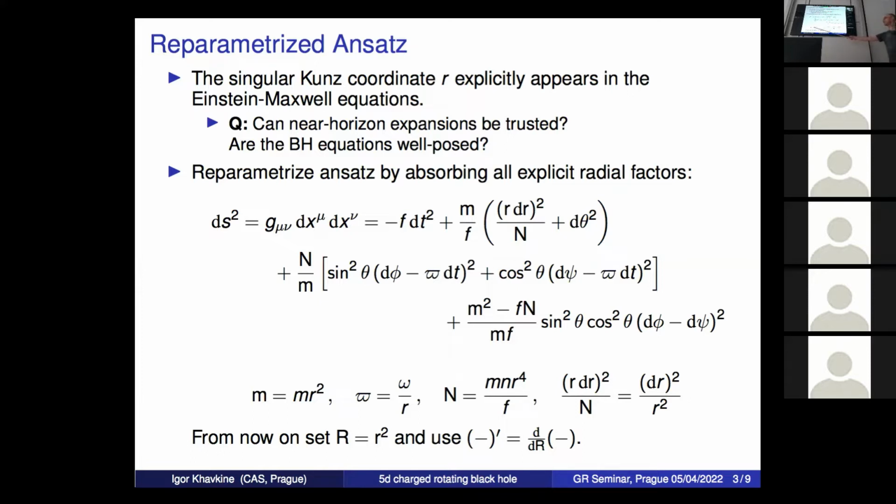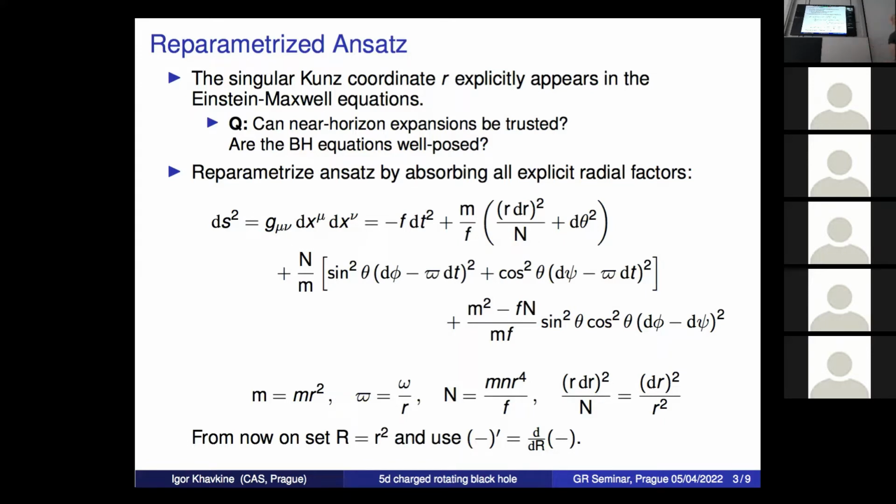So the translation is here. These are our parametrizing functions, and on the right-hand side, these are the original Kunz parametrizing functions. We grouped things together. It's not just that we needed to change the radial coordinate, but just for ease of writing formulas, it became convenient to introduce the square of the coordinate, which I write as capital upright R, as an independent variable, and then the equations became easier in that coordinate.